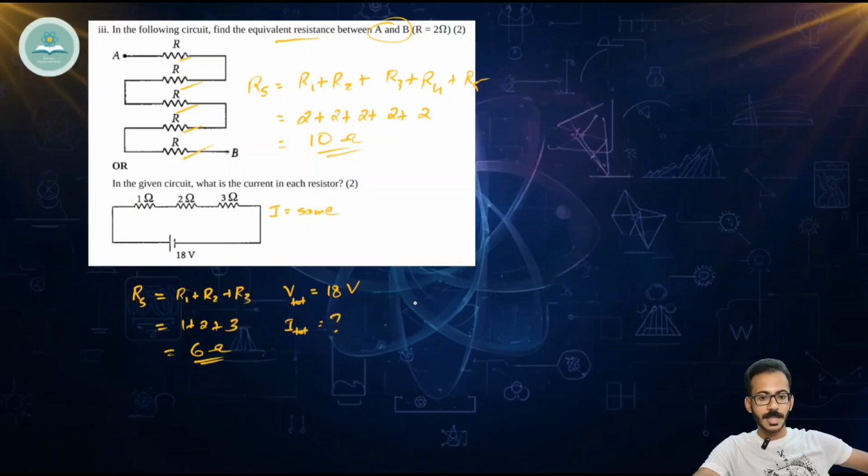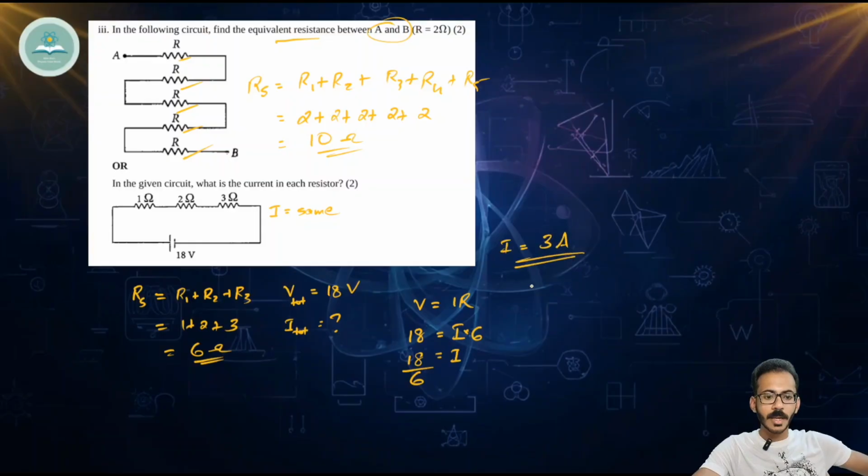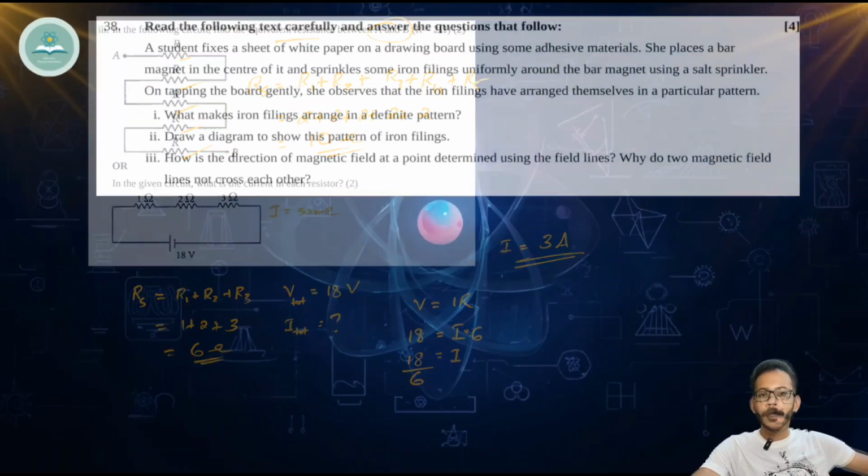So using Ohm's law, V is equal to IR. Let me substitute all the values. Here V is 18. Current is unknown. We are going to find out that. Resistance is 6 ohm. So now if I keep here 18 divided by 6, 6 threes are 18. So I'll get I is equal to 3 ampere. This is the answer. So current is equal to 3 ampere.